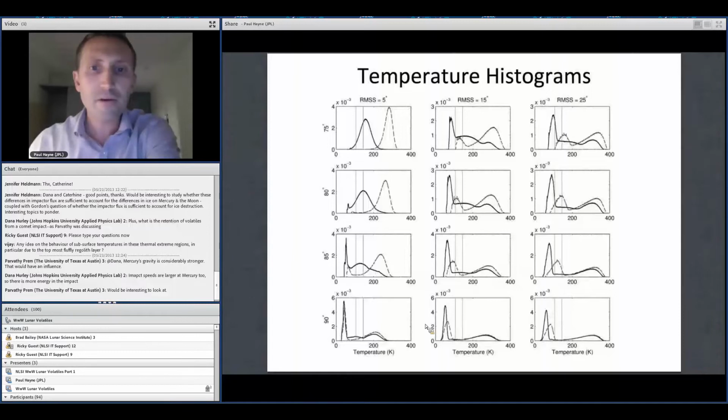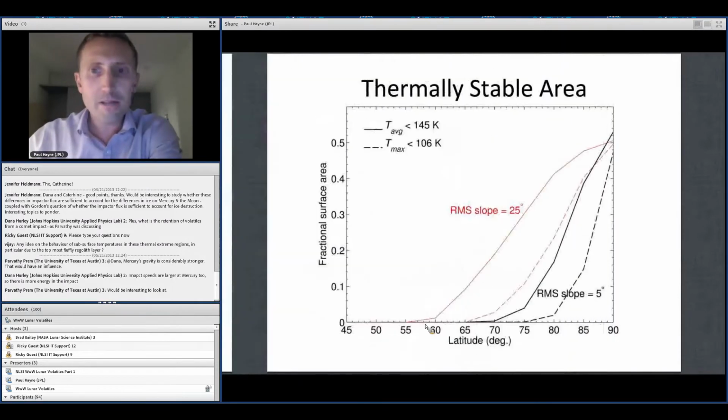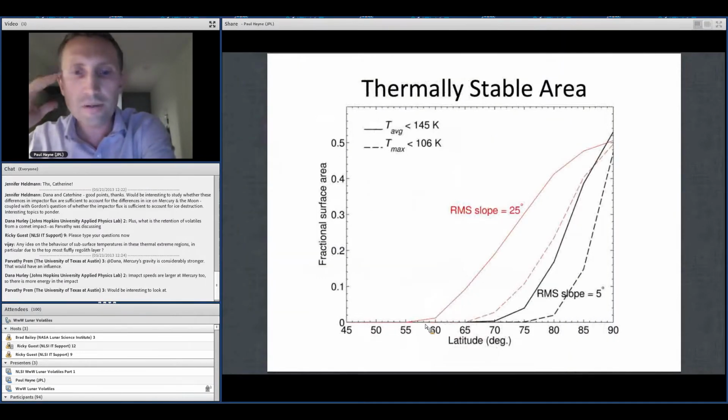So this goes from 75 to 90 degrees latitude now. Same RMS slopes. And you can see here that at these higher latitudes, you get a substantial fraction of the lunar surface where you would expect ice to be stable either at the surface or in the subsurface. I'm not going to dwell on that because I think this next slide illustrates it more clearly.